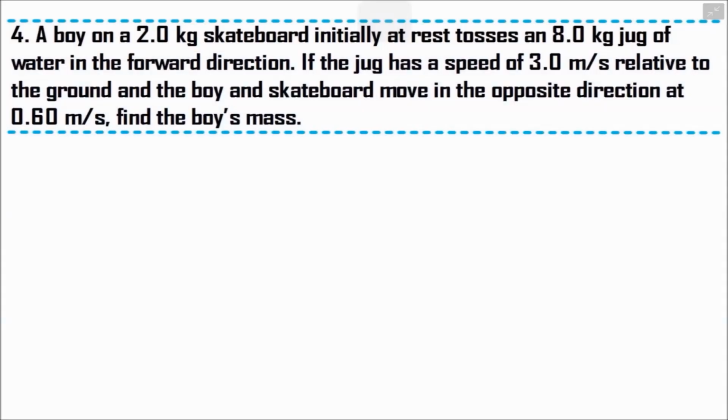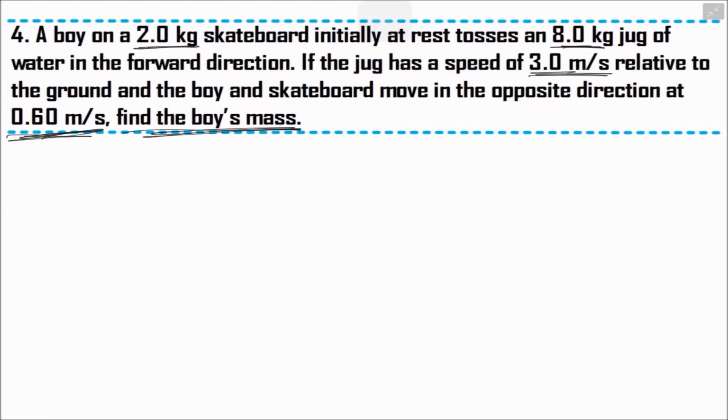Hello, welcome everyone. In this question it says a 2 kg skateboard initially at rest tosses an 8 kg jug of water in the forward direction. If the jug has speed 3 meter per second relative to ground and the boy and skateboard move in opposite direction at 0.6 meter per second, find the boy's mass.